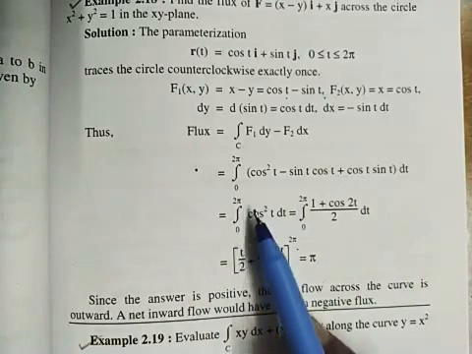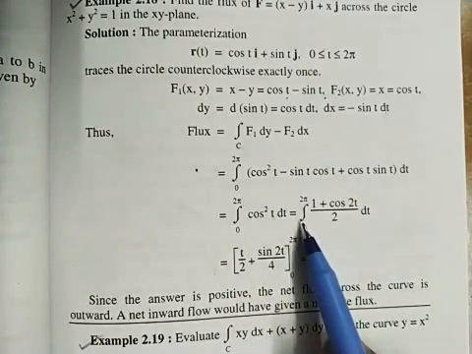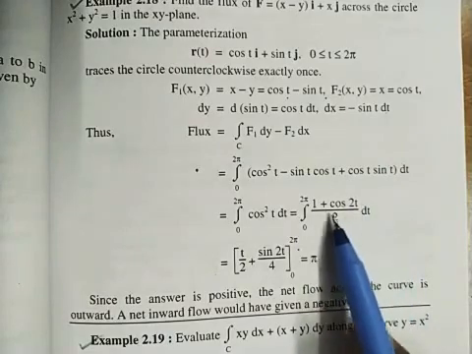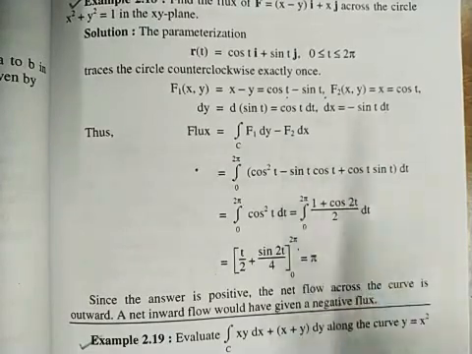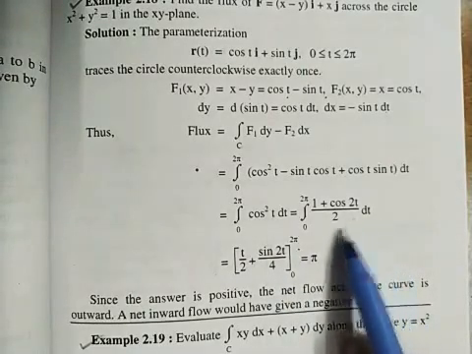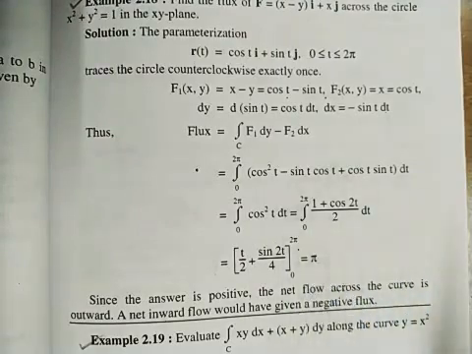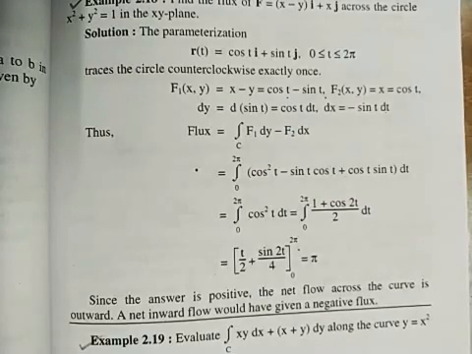Integration from 0 to 2 pi of cos square t dt is equal to, we use the formula for cos 2t, that is cos 2t is 2 cos square t minus 1. So using that, we find its integration. Okay, and after applying the limits, we get the answer as pi. So the flux of the given capital F across the given circle is pi.